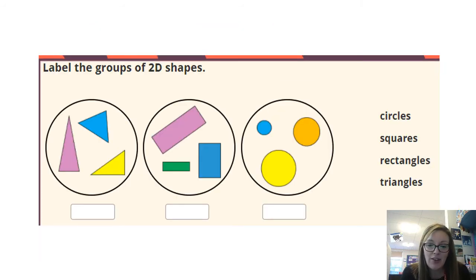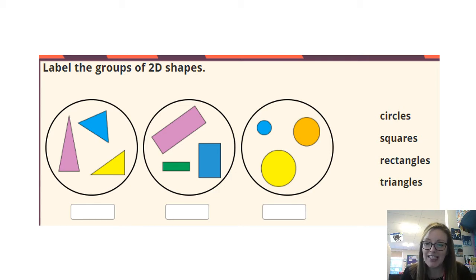So have a look at these three groups of shapes. Down the side there are some names of shapes and I want you to see if you could label those groups. So we've got circles, squares, rectangles or triangles. So you can pause the screen and decide which label would you put in which group. So look carefully at the shapes, look at the sides, look at the corners and decide which label would go with which group.